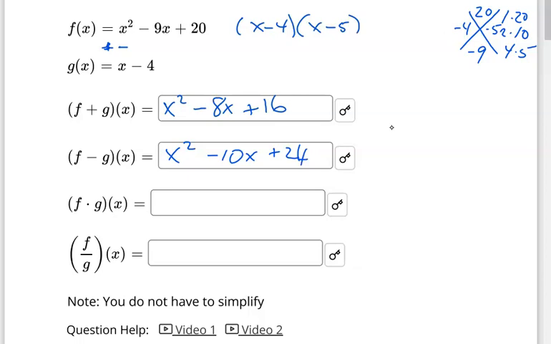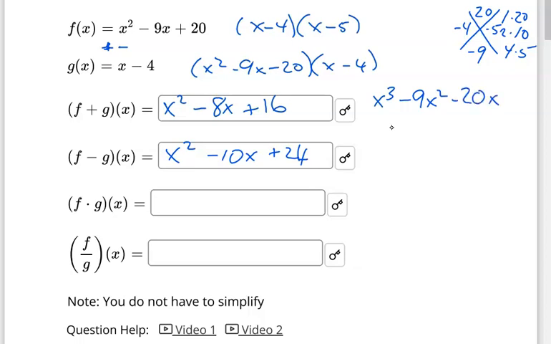F times g, I need to multiply them out. So I'm going to be multiplying x squared minus 9x plus 20 times x minus 4. Well, I could simply multiply the x by everything in f of x. So it becomes x cubed, x times x squared, x times minus 9x becomes minus 9x squared, and the x times 20 becomes plus 20x.